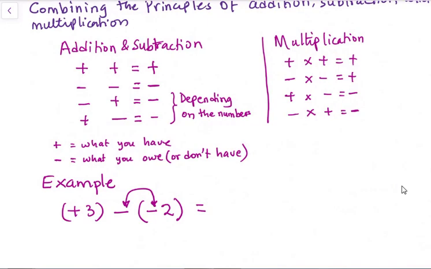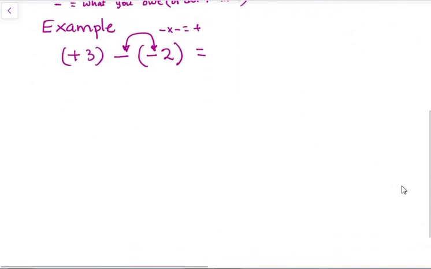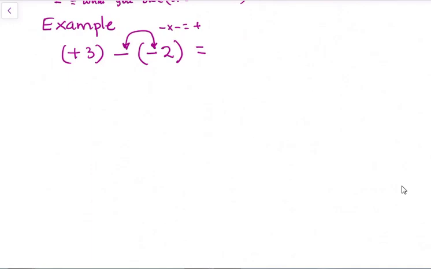So we look at minus times minus. In this case, minus times minus will give us positive. So this will become plus 3 plus 2. And that becomes a nice consideration. Positive is what you have, and positive 2 is also what you have. And if you combine them together, it becomes positive 5.